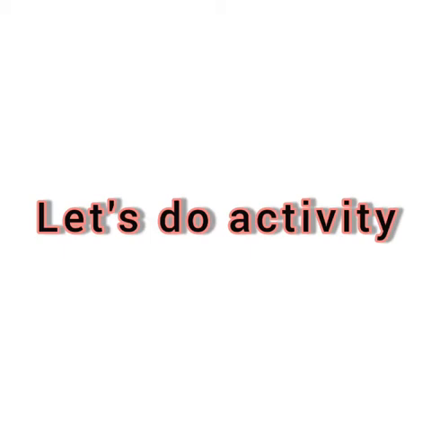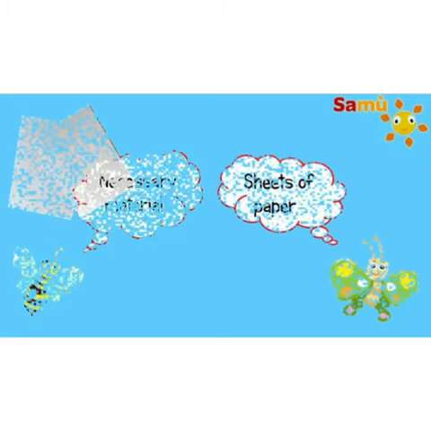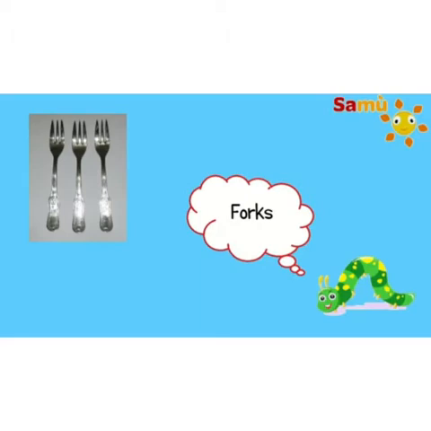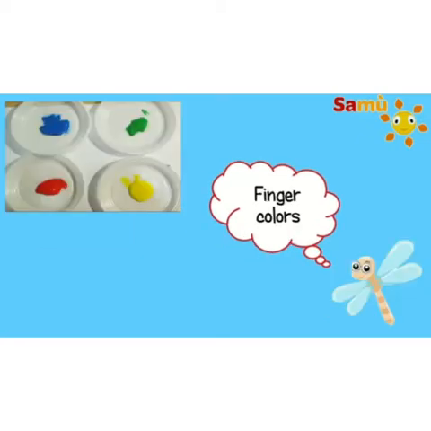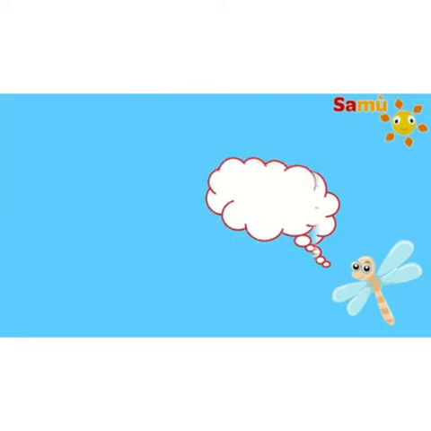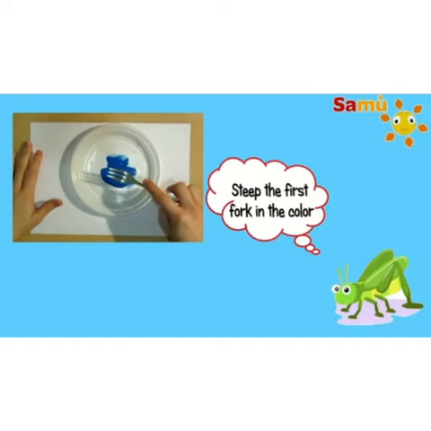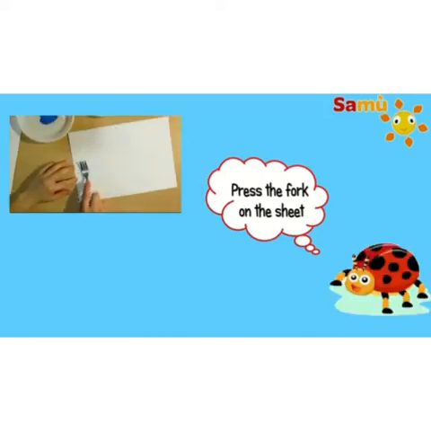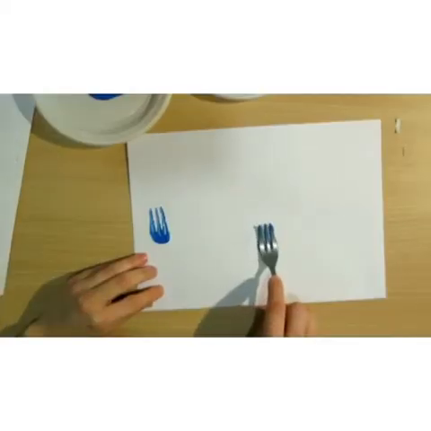Children, now let's do an activity. For this activity, you will be needing sheets of paper, white computer paper, and three forks, and paint: blue color, red color, yellow color, and green color. Dip the fork in the color and put it on the paper, and you will get a beautiful blue tulip flower.